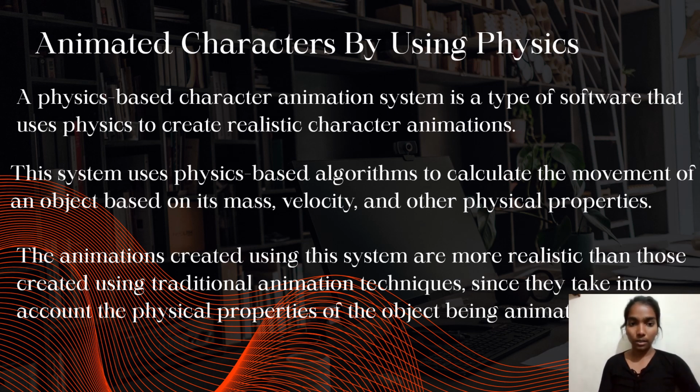A physics-based character animation system is a type of software that uses physics to create realistic character animations. This system uses physics-based algorithms to calculate the movement of an object based on its mass, velocity, and other physical properties. The animations created using this system are more realistic than those created using traditional animation techniques since they take into account the physical properties of the object being animated.